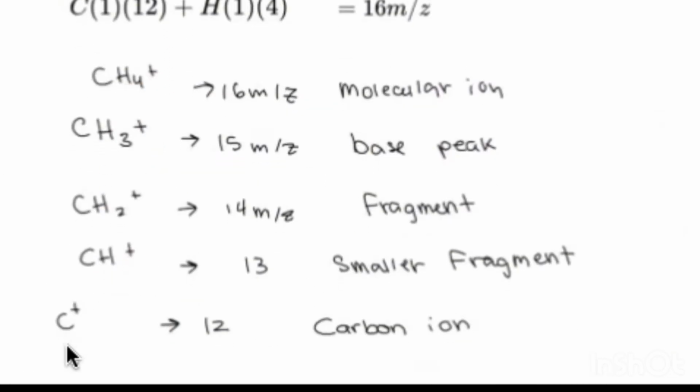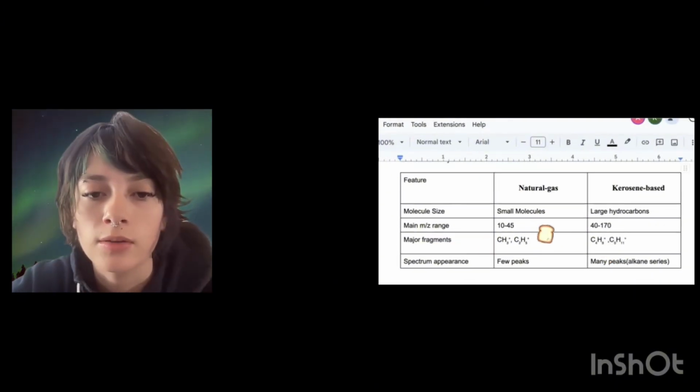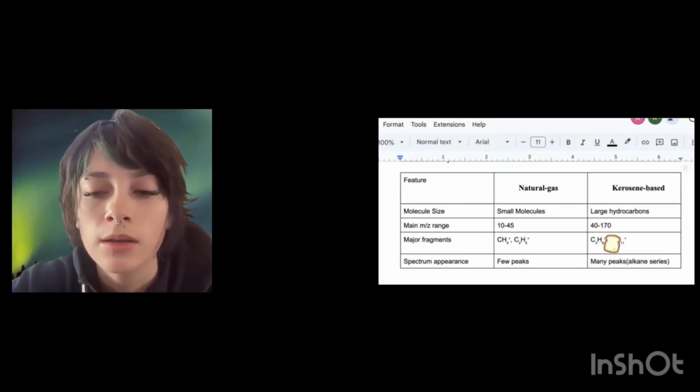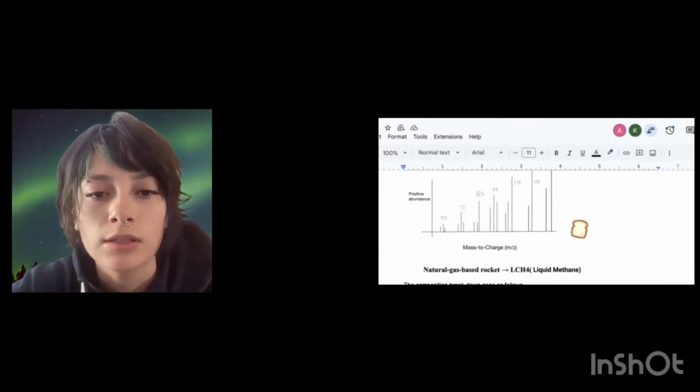You can just go CH4, CH3, CH2, CH. You can see the molecular ion, the basic fragment, small fragment, and carbon. Here are the fuels. For natural gas, the molecules are small, and the mass ratio is 10 to 45, versus the kerosene-based rocket fuel, which has large carbon chains with mass ratios from 2 to 170. The natural gas spectrum has way fewer peaks compared to kerosene, which has more peaks because it's in the alkane series. You can see that here.